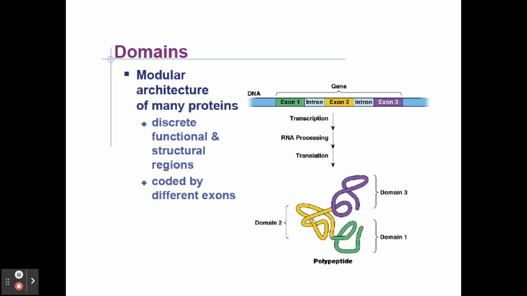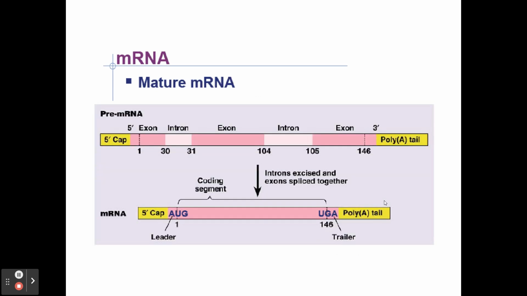Okay. And sometimes these different shapes might be called domains. All right. So again, discrete functional and structural regions coded by different exons lead to these domains, and we can put those domains together in different orders in order to have different proteins.